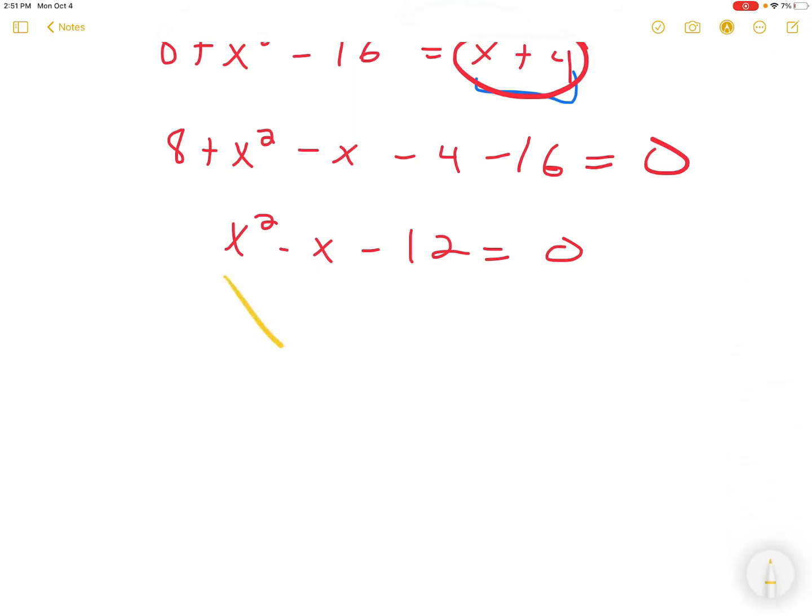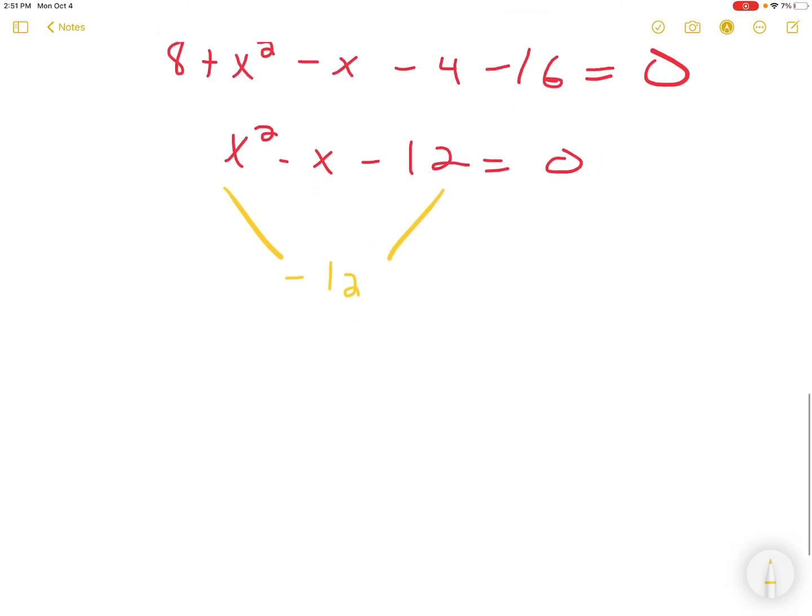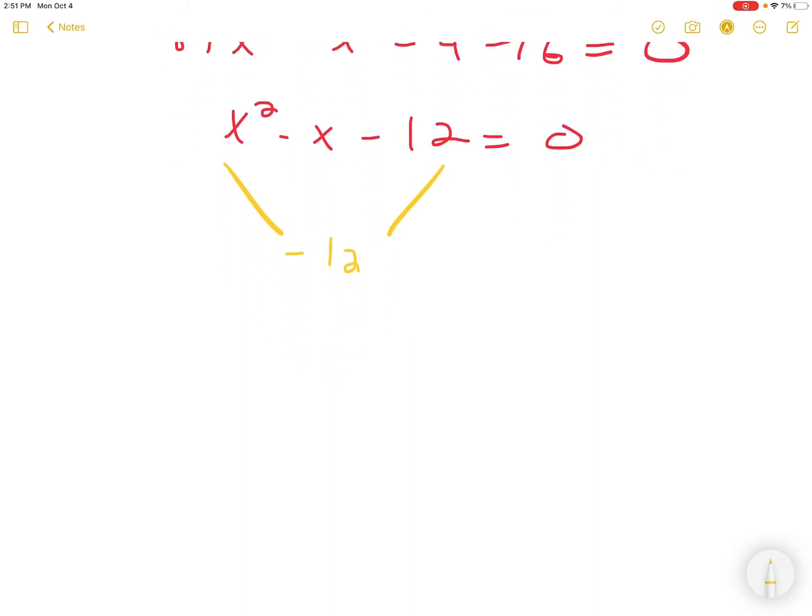So I multiply the first and last terms, and that'll give me negative 12. I'm going to list the factors that, when I multiply them, give a product of negative 12, but when I add them up, give a sum of negative 1, which is the middle term here. And of course, that would be x minus 4 and x plus 3. And so these are the possible roots, or the exact roots, of the equation.